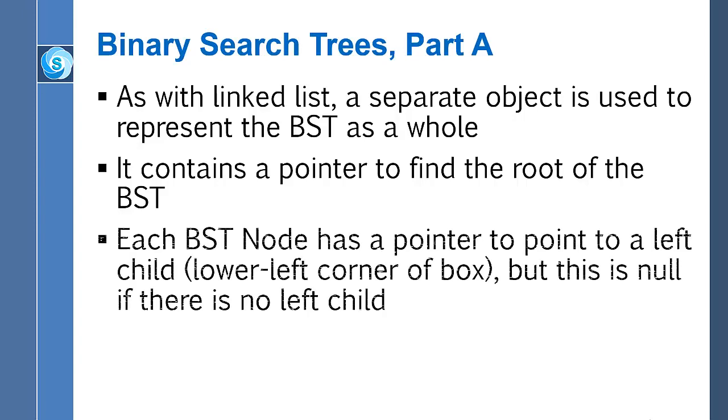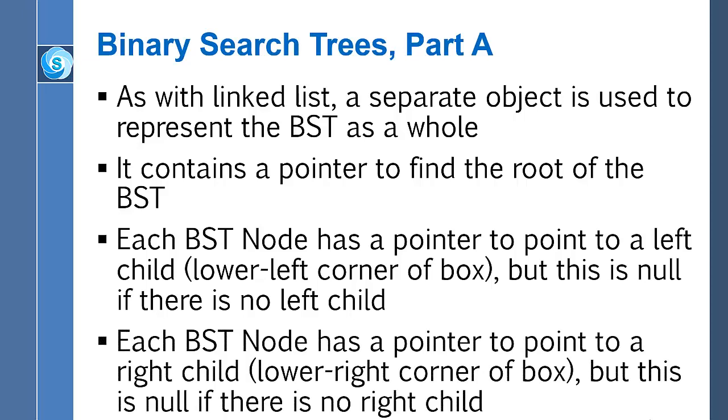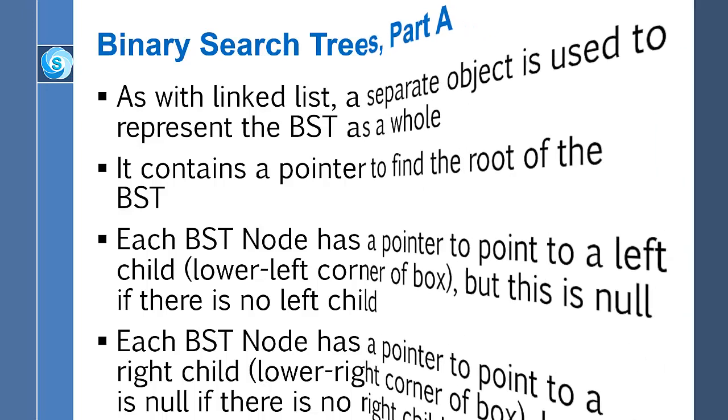Okay? Well, we've already discussed, obviously each binary search tree node has a left child pointer that would be null if it doesn't have a left child, and similarly it has a right child pointer that would be null if it has no right child.